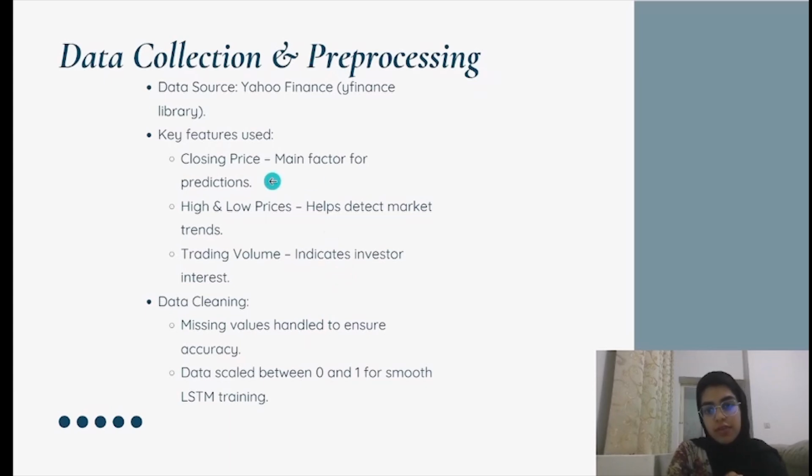But our key focus was on the closing price because that would help us predict the next day's closing price. Our entire prediction was based on the closing price of the stock at the end of the day.